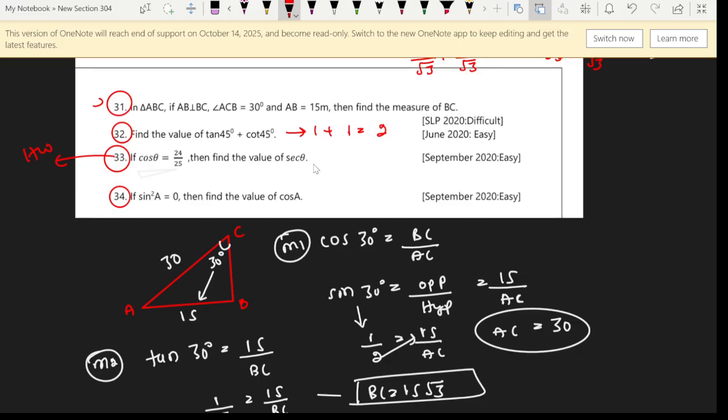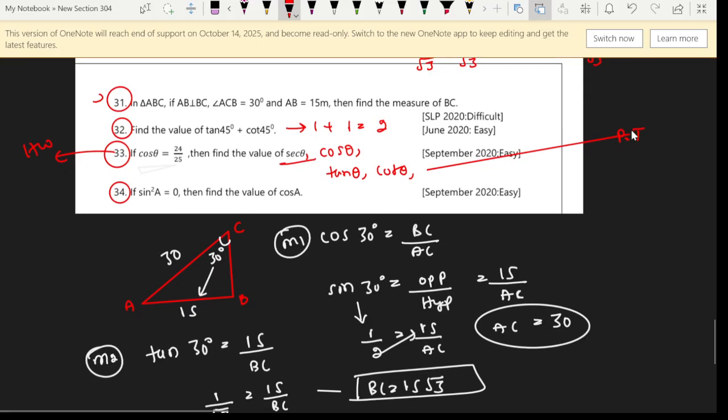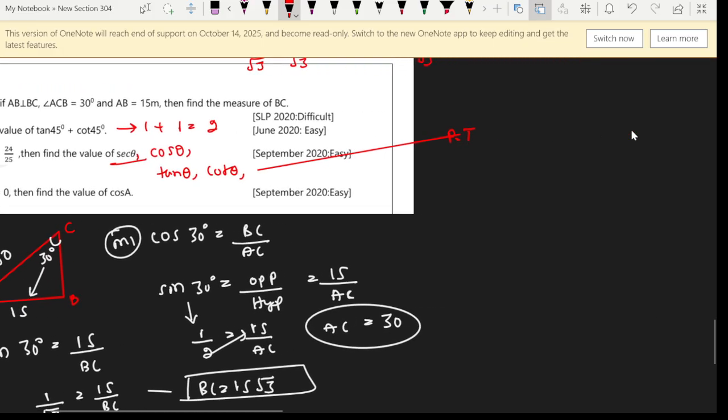And here I am adding some more things. Cos theta is 24 by 25. Find the value of secant theta. Not only secant theta, try to find the values of cos theta, tan theta, cot theta. After that, prove that. So one more question: note down the question. If cos theta is 24 by 25, find the values of secant theta, cos theta, tan theta, sin theta. Next, prove that sin square theta plus cos square theta is equal to 1 also.